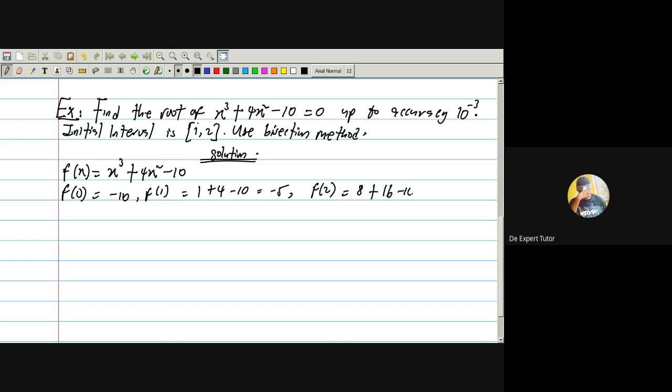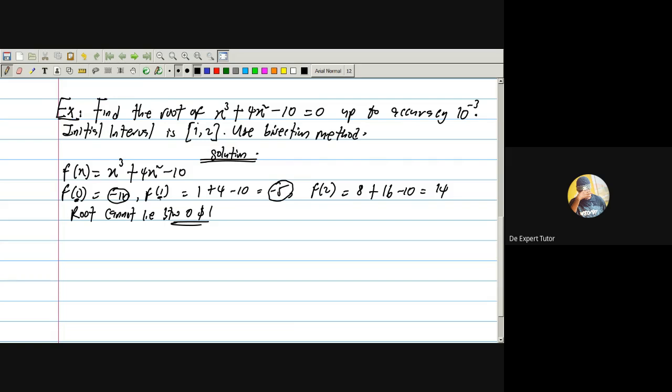16 minus 10. And that will give me what? 14. Yes, 14. What do you observe? You observe that between s equal to 0 and s equal to 1, there is no change of sign. I have negative, negative. Are we together? Yes. There is no change of sign. Therefore, roots cannot lie between 0 and 1. Root did not lie there.